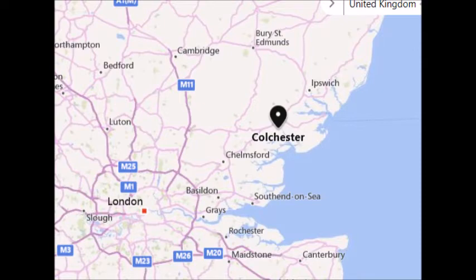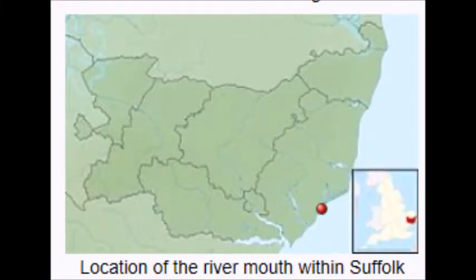It was meant to be where the veterans would have a nice time off. And there is Colchester there. So the River Alde is over here, and it's not far away. It's found in the river on that side.